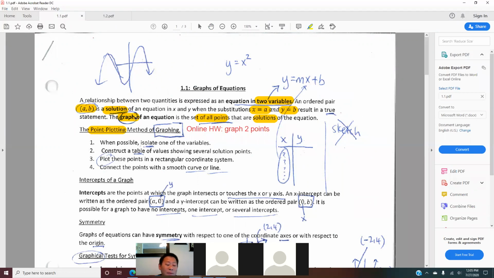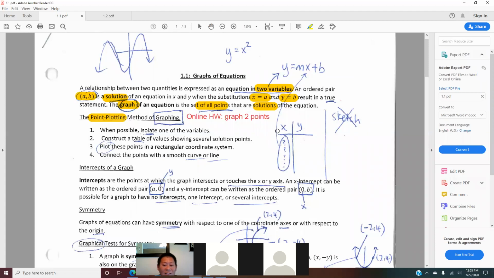What I mean by point plotting is you draw yourself a table, like what I have here, and then you put your X values, any numbers you want, and then after that you plug it back into the equations to find your Y values. And then once you've got your X, Y values, you plot them, and then you connect them.